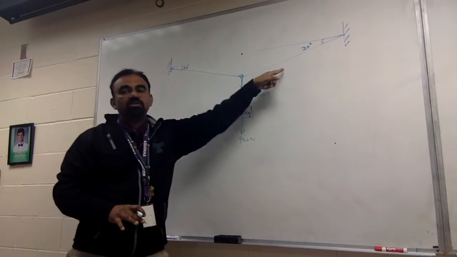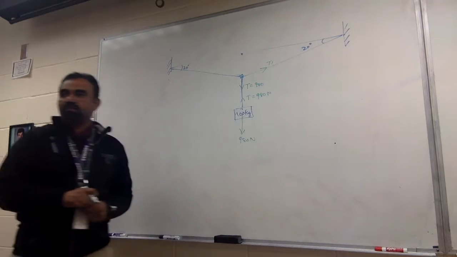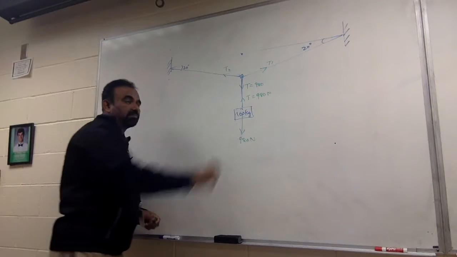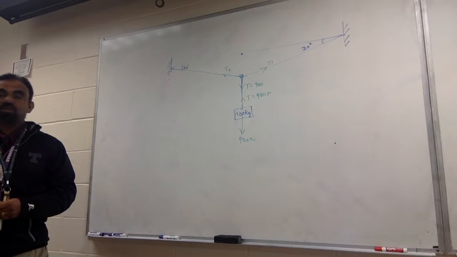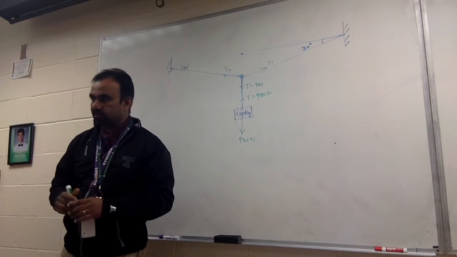And the knot is being pulled in this direction with a force T1. We don't know. This knot is also pulled in this direction with T2. We don't know. But aren't they equal? We don't know, because they're different ropes. You cannot guess anything. It may be equal, but you cannot guess.